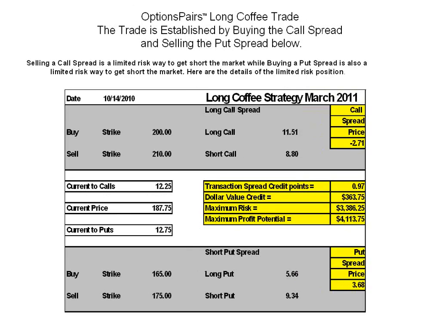Now, in coffee, if you want to get long coffee, you're going to buy the 200, 210 call spread. You're going to sell the 175, 165 put spread. We're going to create a credit of 97 points, which is $363.75, on a $3,750 spread, which is 10 cents in coffee, it's almost 10%. So again, options pair strategy takes advantage of the market and creates that advantage.